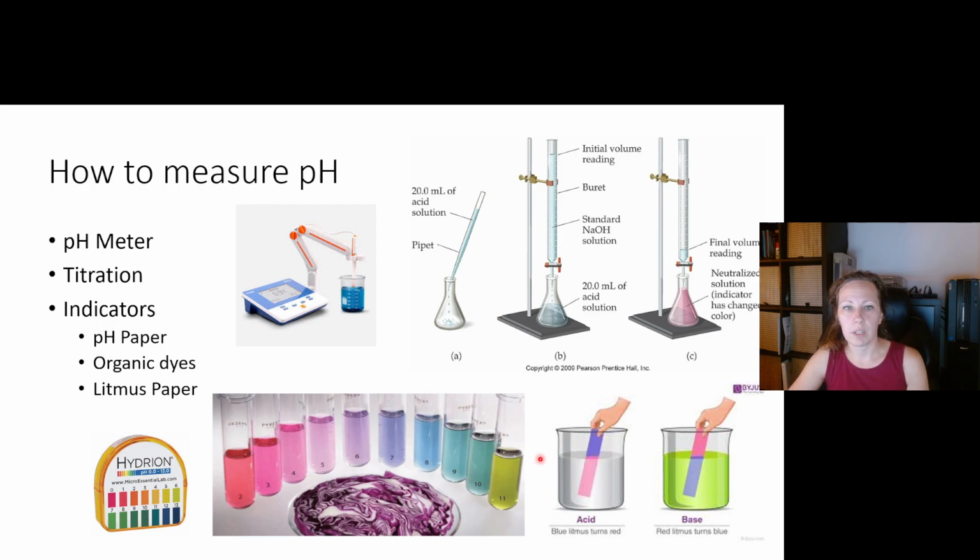The problem with this is that if you stick either of them in a neutral solution, they also will not change color. Red litmus paper in a neutral solution will stay red, and blue litmus paper in a neutral solution will stay blue. So the only thing it can tell you is whether what you're submerging it in is an acid or a base. It doesn't give you a real degree of it, like the pH paper does.